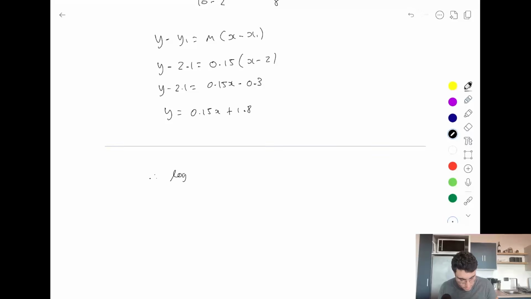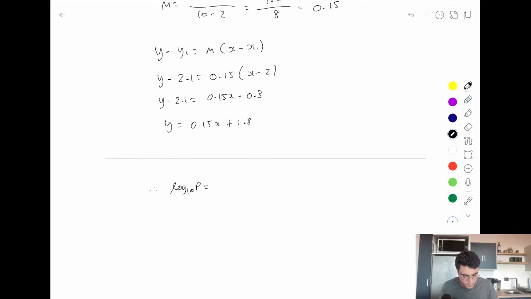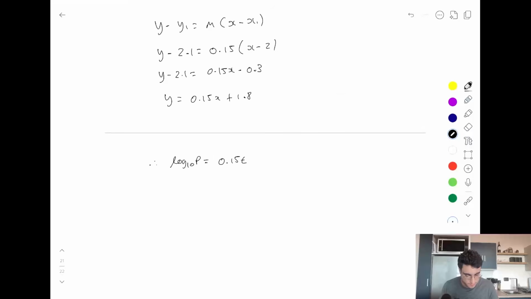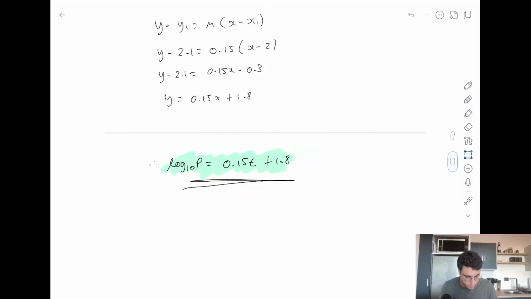So therefore log 10 p equals 0.15 t plus 0.8. Okay. That's the final answer for that question, guys.